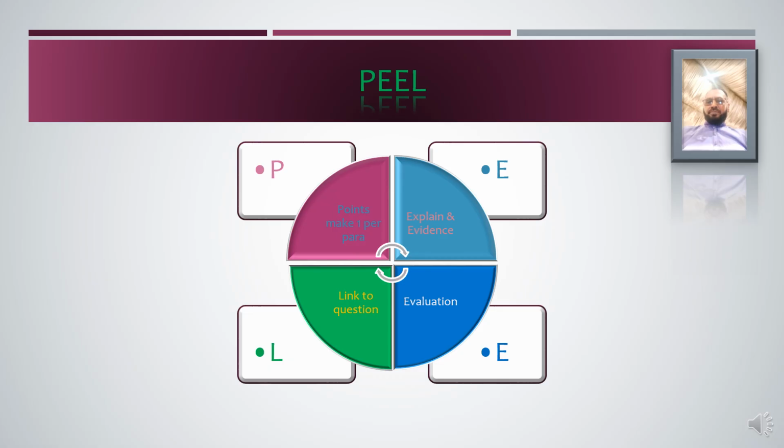Then E, the first E means that you need to explain and evaluate the point which you have written in the paragraph. And the second E means evaluation. Explain and evidence in the second one, then evaluation. And the fourth one is link to question. All the points, all the paragraphs which you are writing in your answer, all the explanation and evidences or evaluation which you are giving should link to the question being asked, right?